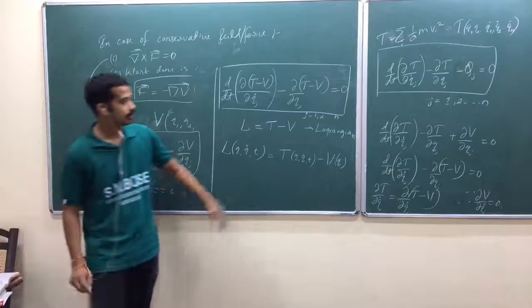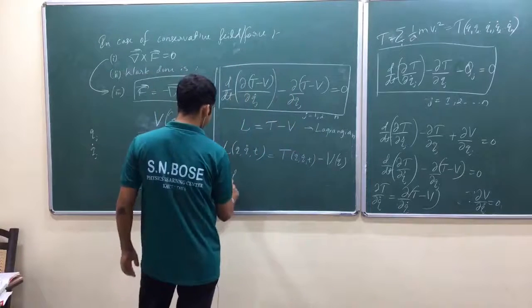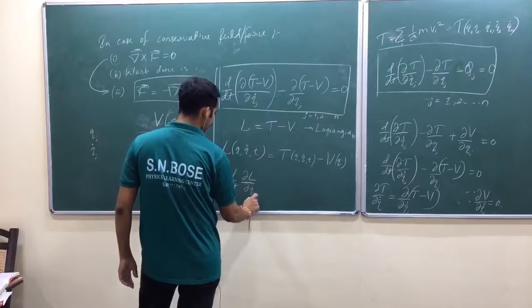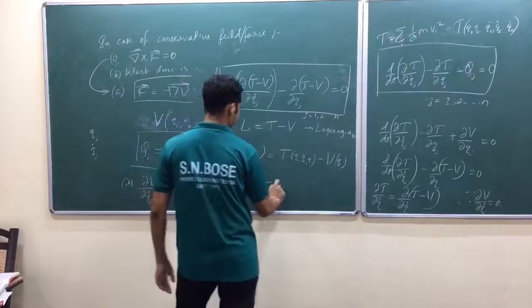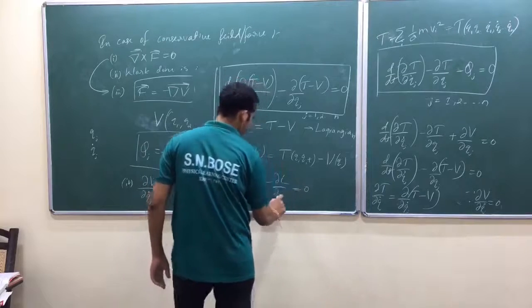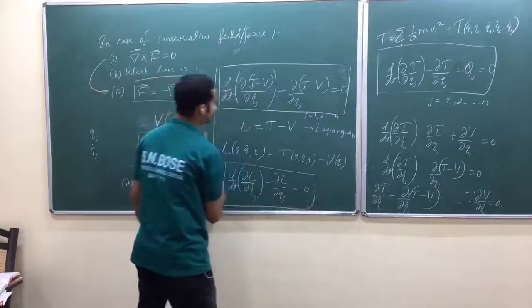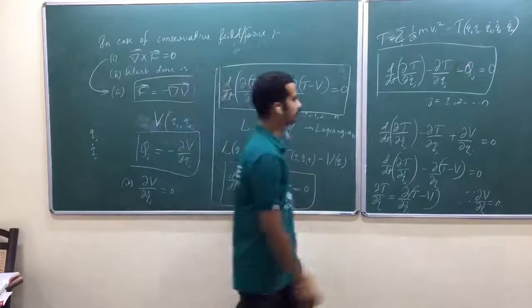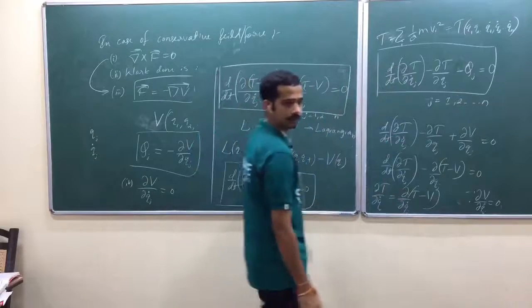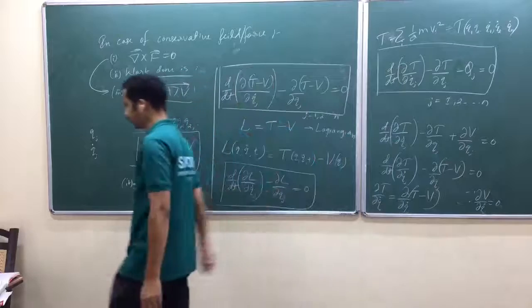Okay, so this is for a conservative field. So that's why I can write like this: d by dt of dou L by dou q_j dot minus dou L by dou q_j is equal to 0. Am I right? In case of a conservative field, I can write like this because T minus V we define as the Lagrangian. In case of a non-conservative field, you had better write like this. Okay. So use this one for a non-conservative field, and use this one for a conservative field.